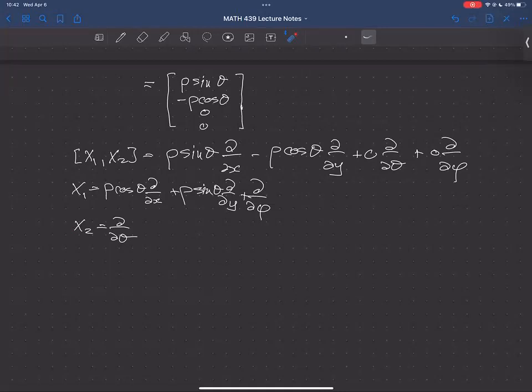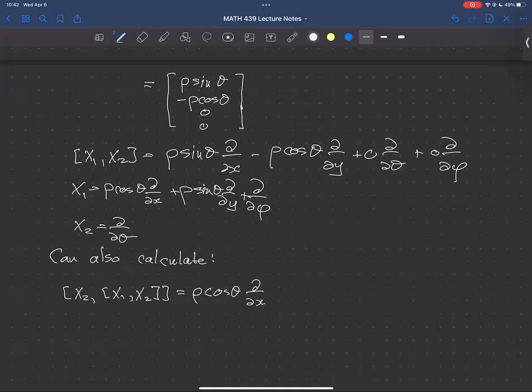But let's actually calculate another Lie bracket, and I'm not going to do the calculation here. I'm just going to write the answer. We'll see why I did this in just a second. So you can calculate [x2, [x1, x2]], and this is just a calculation, just like the one I did above. And you get that.